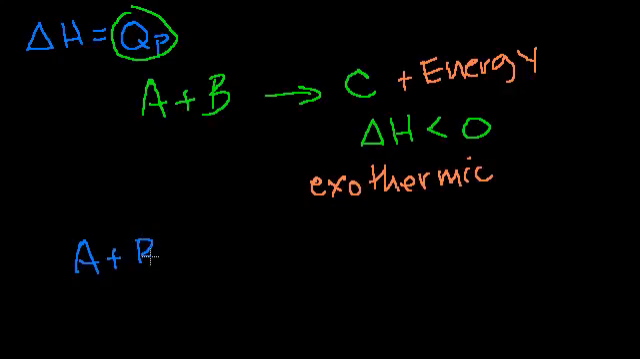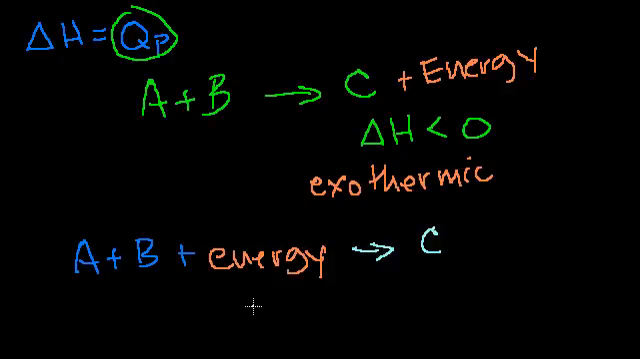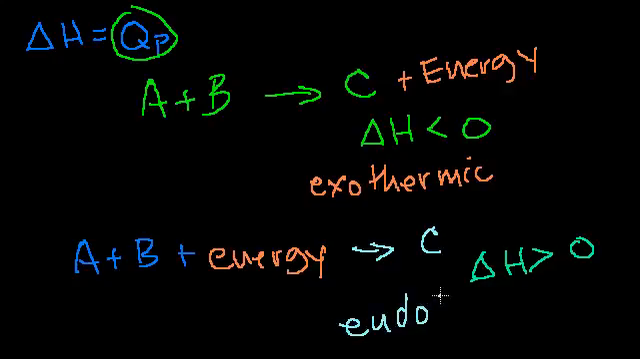And then if you have a reaction on the other side that needs energy, so let's say you have A plus B plus some energy yields C, then what does that mean? Well, that means that the system absorbed energy. The amount of energy you absorbed is your change in enthalpy. So your delta H is going to be positive. You've absorbed energy into the system. And we call these endothermic reactions. Endothermic. You're absorbing heat.